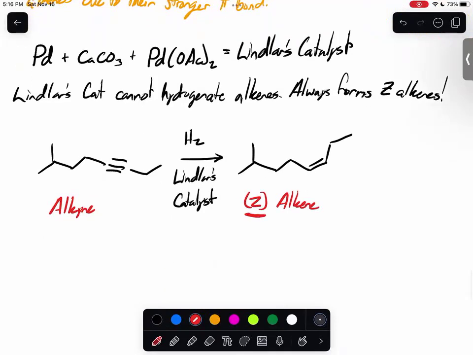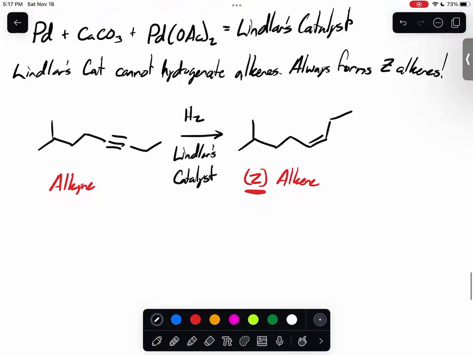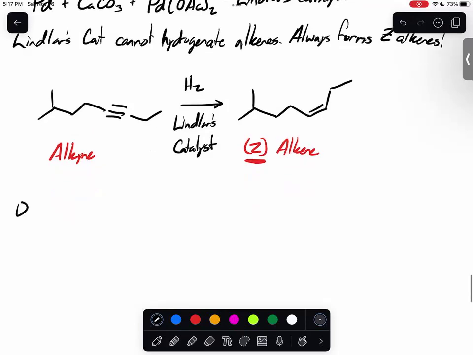What about the E alkene though? Because if it's always adding syn, it's not like we can get it to go to the other side. And that's where another type of reaction happens that takes advantage of this same idea, but it will actually give us E alkenes. And this is called a dissolving metal reduction.